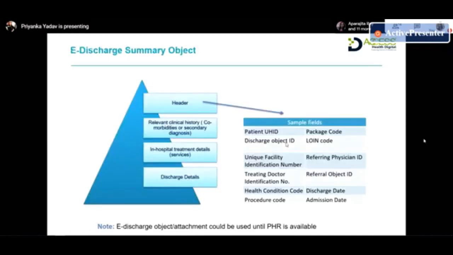This is just an overview of what a discharge summary would look like. Again, it will have all the detail of what happened to the patient during a hospitalization.